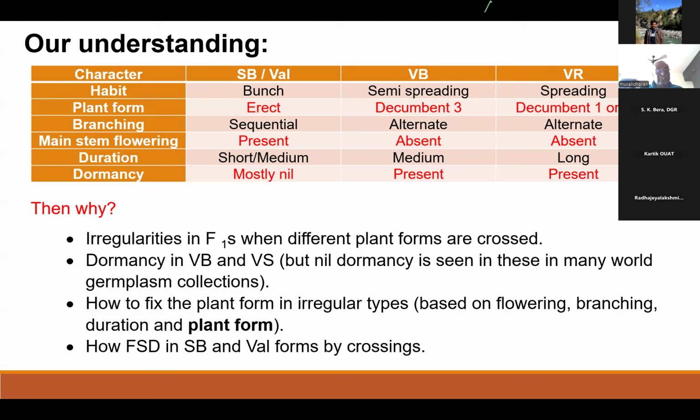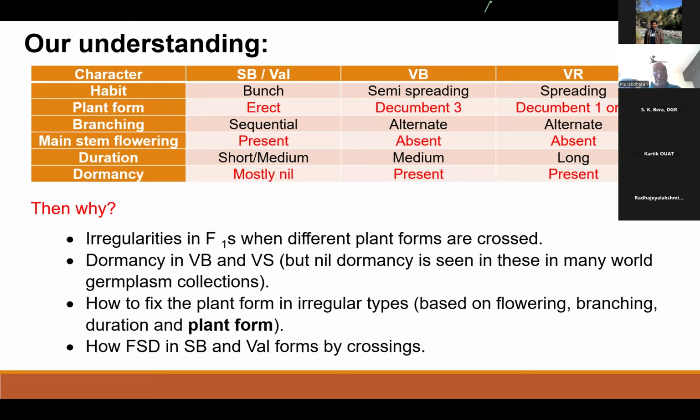Then why are irregularities coming in F1 when different plant forms are crossed? Because sequential branching and main stem flowering are tightly linked. When there is a breakage in the linkage, we get these irregularities. Then coming to dormancy in Virginia bunch and Virginia spreading, nil dormancy is seen in many wild germplasm collections. So we should not take into account that Virginia bunch and Virginia runner have seed dormancy.